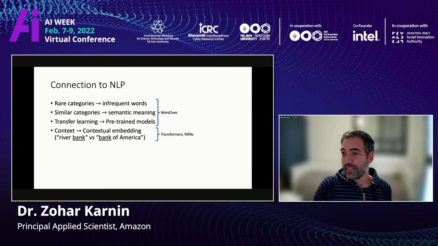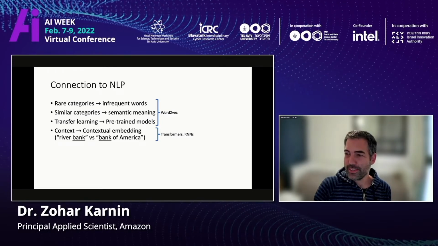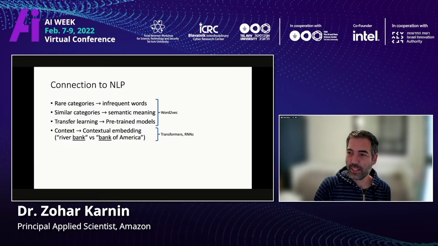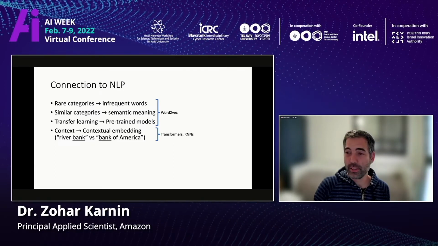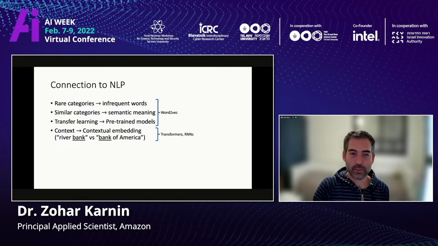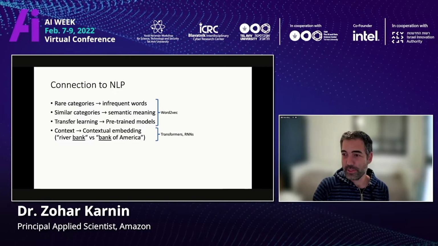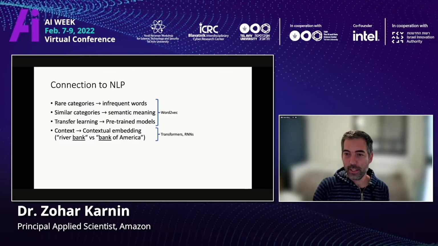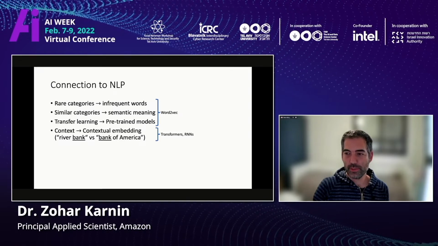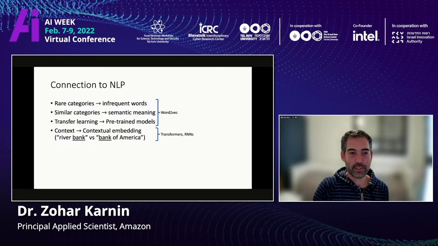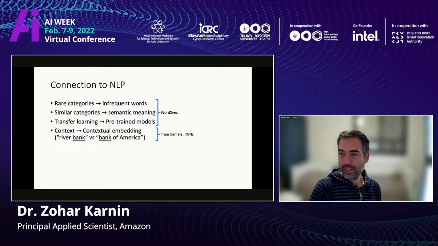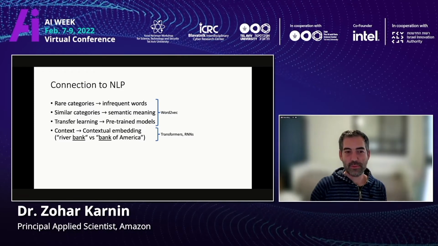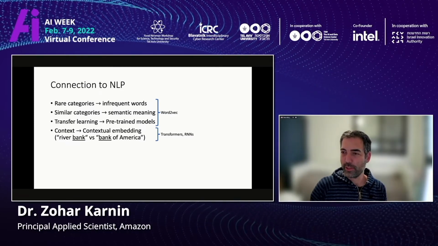Apparently, we're not the first community to realize that these are frictions and issues. NLP has actually been dealing with this for a while. They have infrequent words with similar meaning, and everybody is using pre-trained models. Contextual embeddings are also known to be very efficient. By contextual, I mean they look at the other words, so the word bank would get a different embedding in the sentence river bank than in Bank of America.